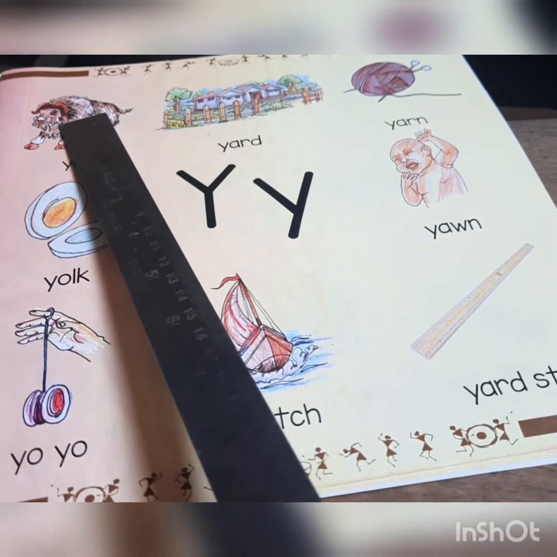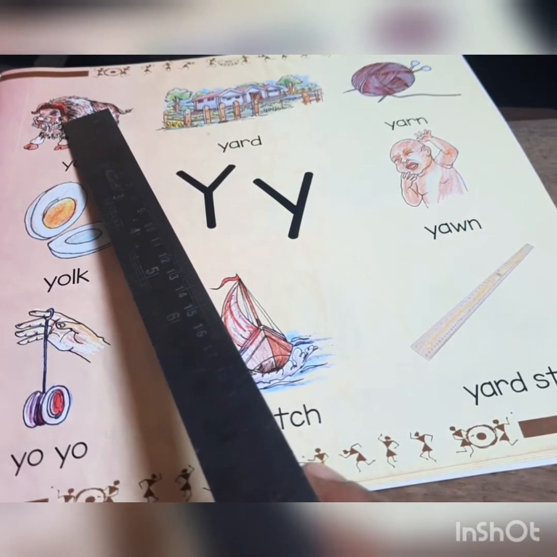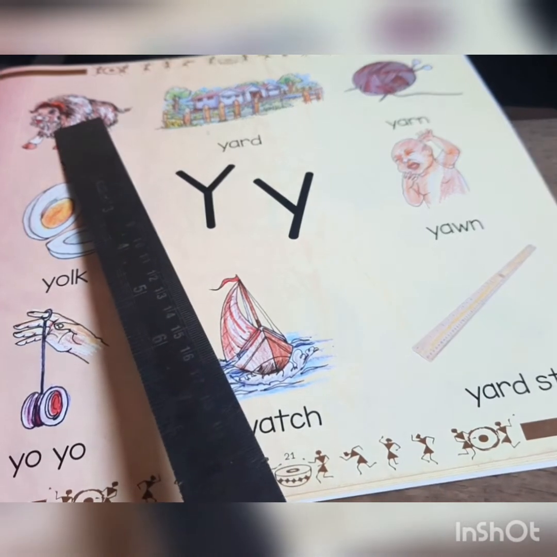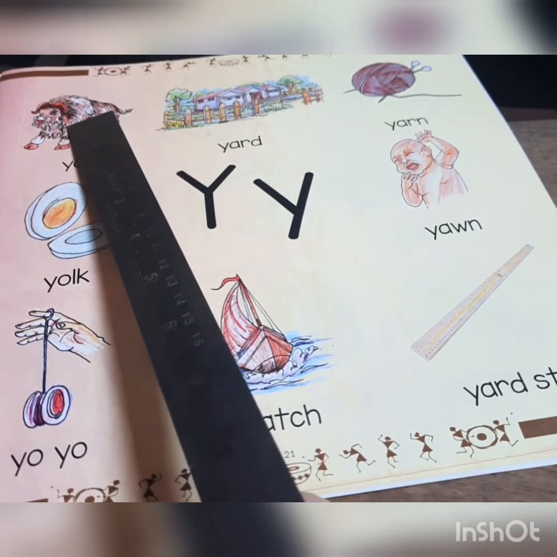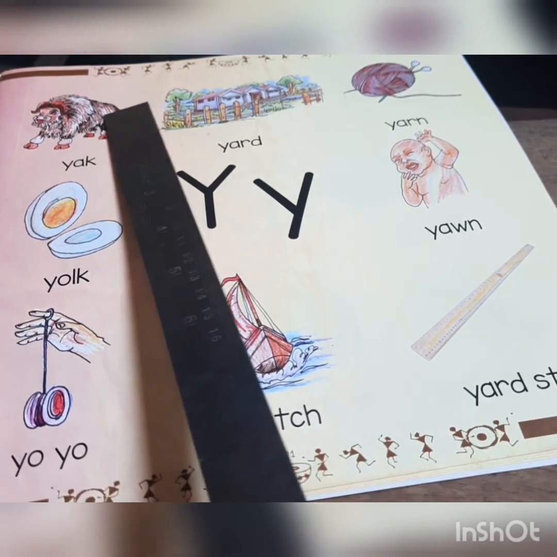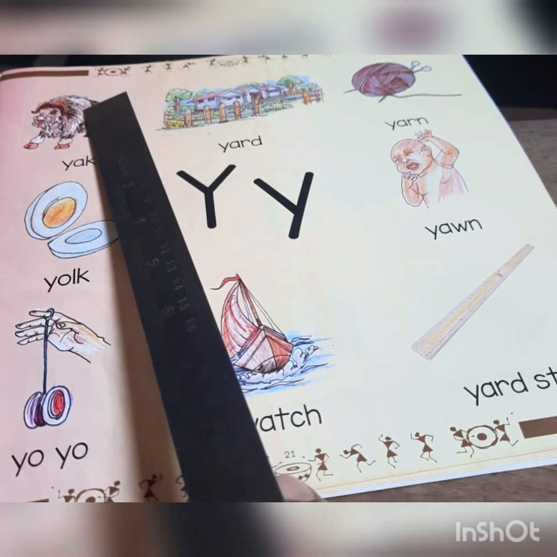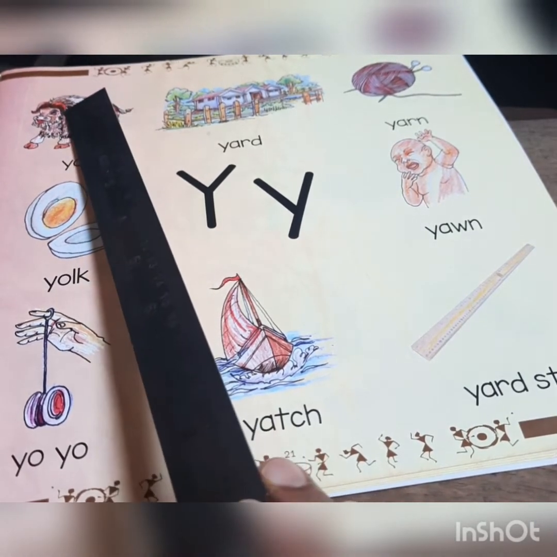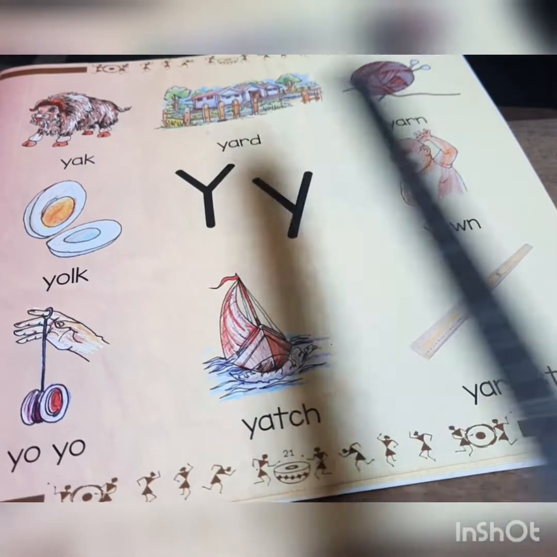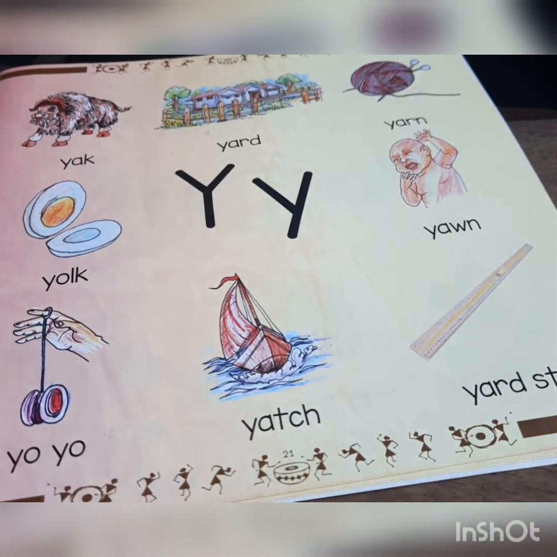So, yak is a wild animal. It looks like a ox. It is also said as wild ox, and it will have a shaggy hair. It will have a hump in the shoulder, and it will have sharp horns or large horns.